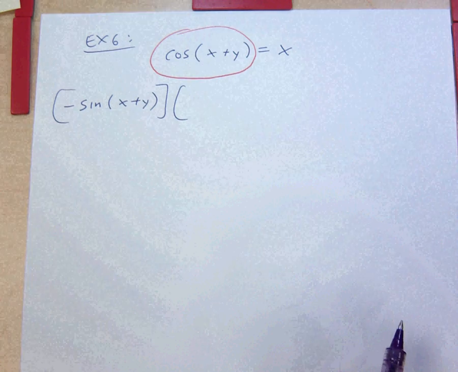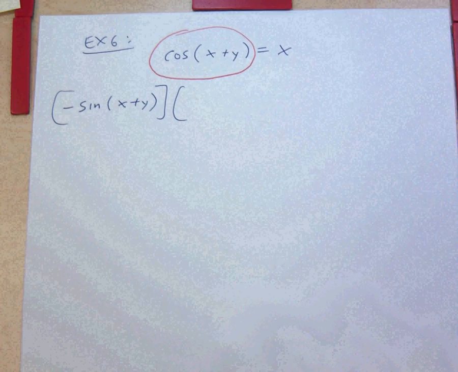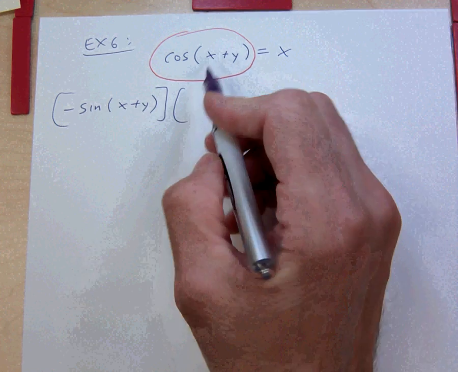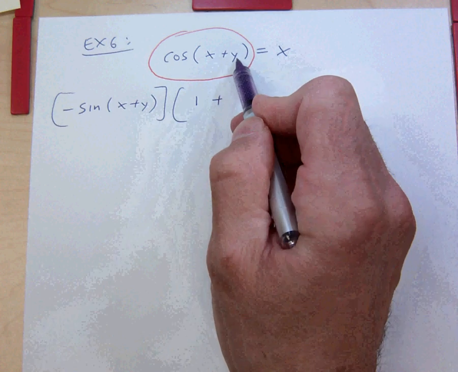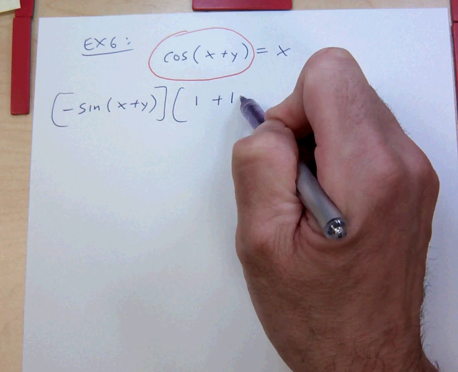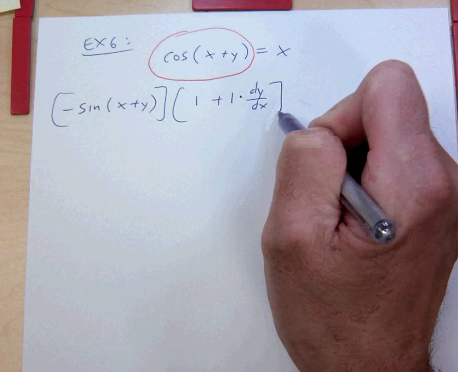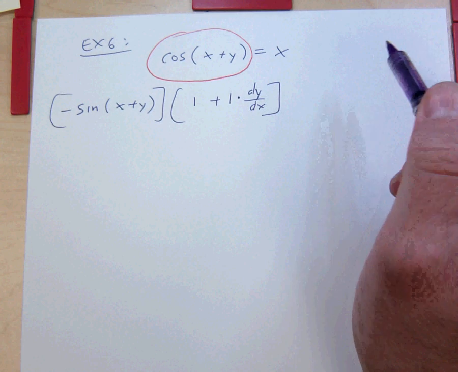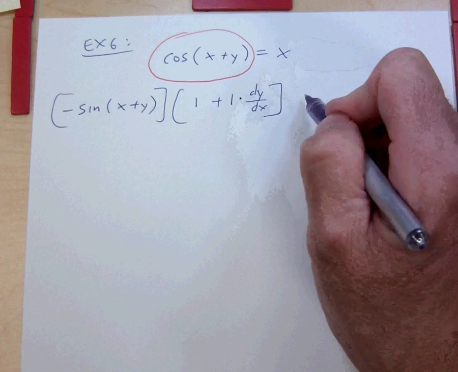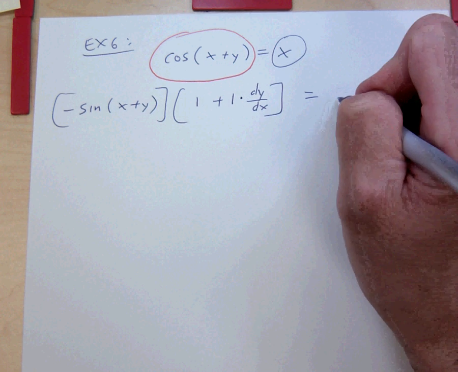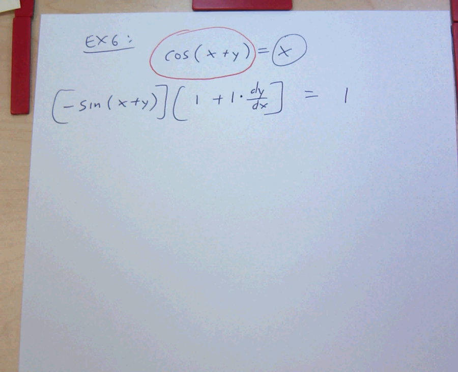Are you ready to take the derivative of the inside? Here we go. What's the derivative of x? 1. Plus what's the derivative of y? 1 times dy over dx. Anytime you differentiate a y, you got to multiply by dy over dx. Got it? Okay, and then equals, what's the derivative of that? 1. Any questions on that?